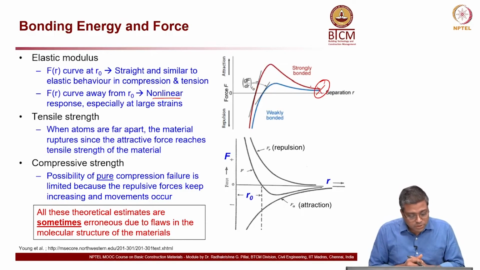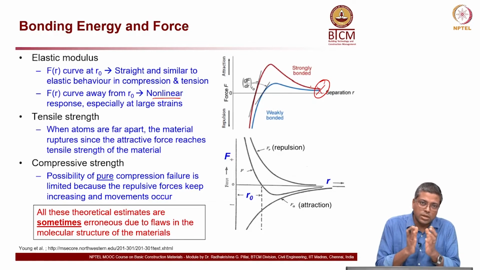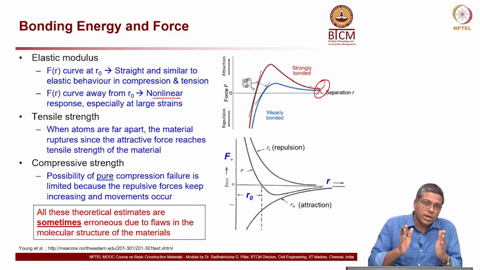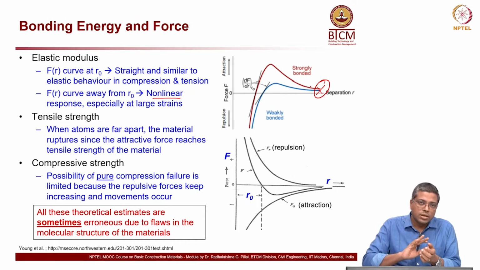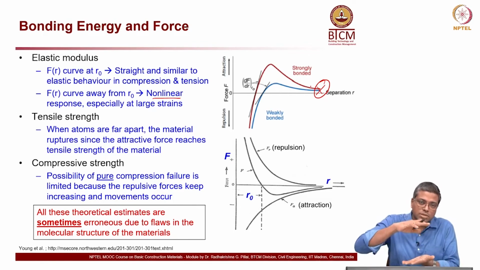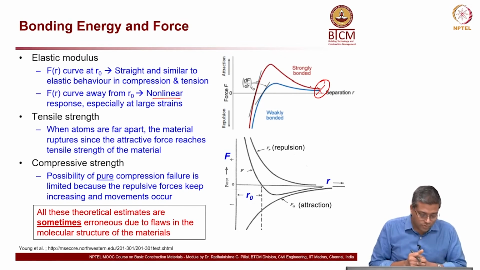Now, when you talk about compressive strength, the possibility of pure compression failure is very limited. Why? Because as you keep pushing the atoms together, repulsive forces are generated which prevent them from getting too close. What eventually happens is typically some lateral movement, where the material just tries to slip. When you look at a concrete prism specimen, you will see that when you compress it, it does not compress by reducing the volume of the material, but rather it undergoes shear failure because of the horizontal movement.